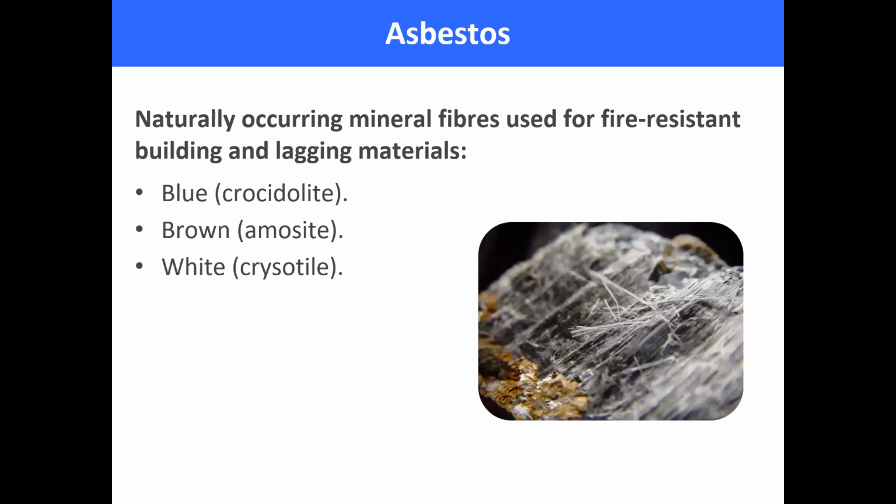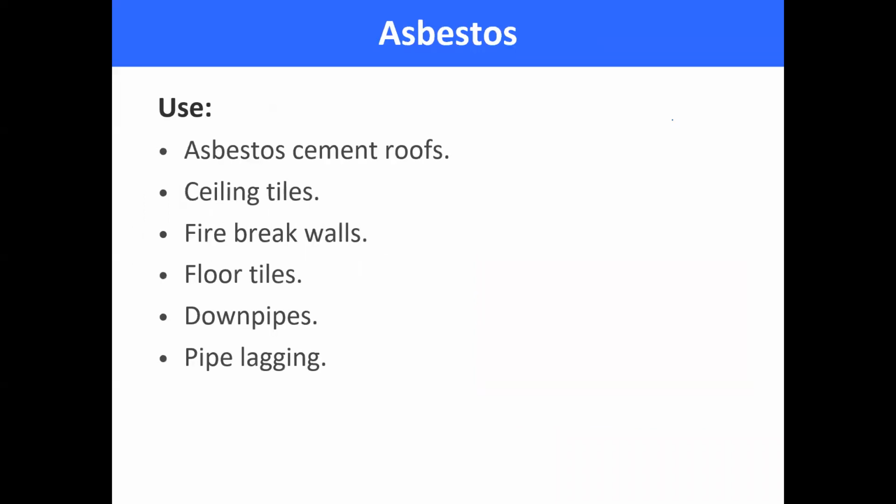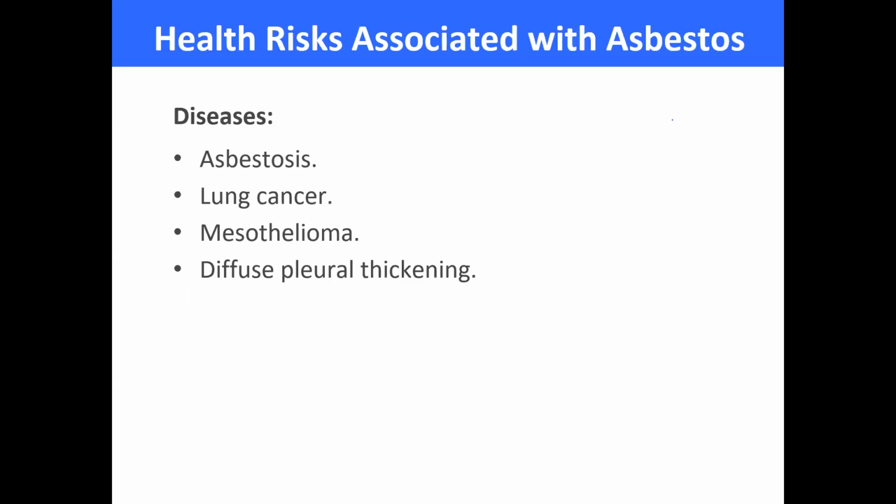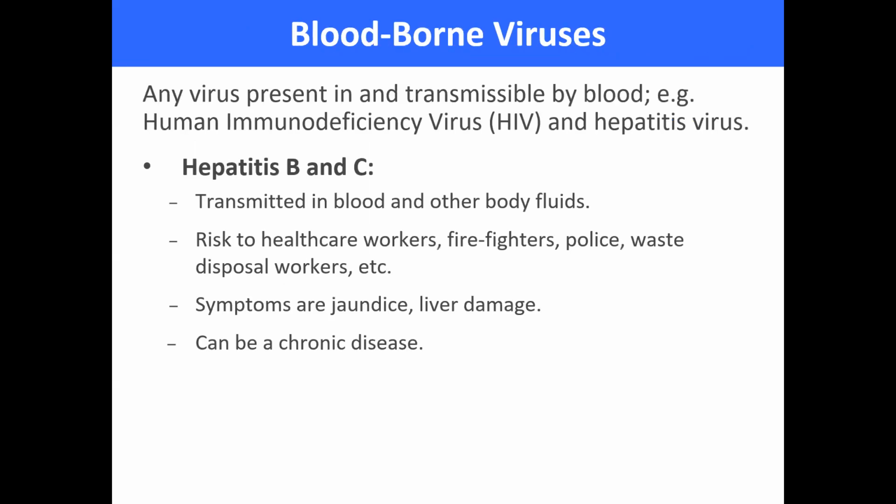Then there are certain specific agents, such as asbestos. Asbestos is used in cement roofs, ceiling tiles, fire break walls, floor tiles, down pipes, and pipe lagging. The diseases it can cause include asbestosis, lung cancer, mesothelioma, and diffuse pleural thickening. Hepatitis B and C are also viruses which are very dangerous.